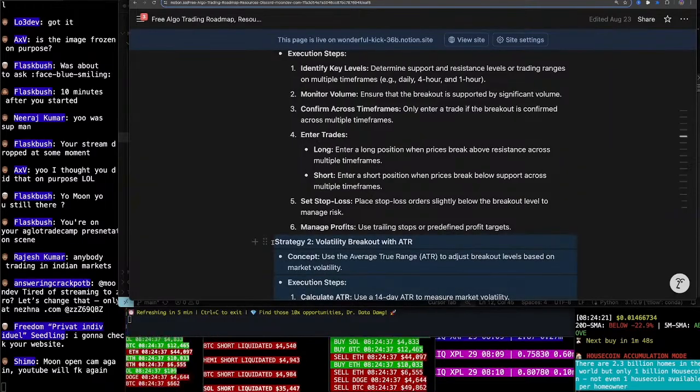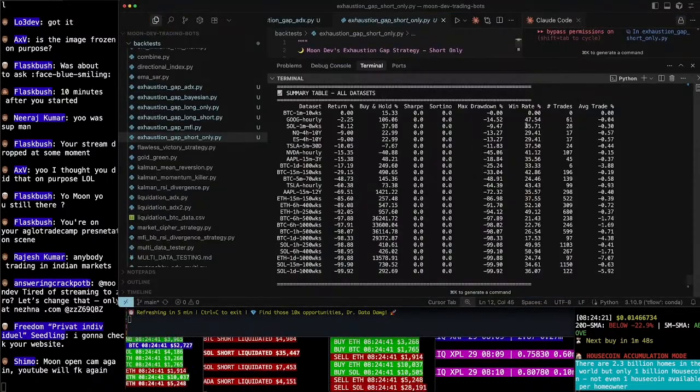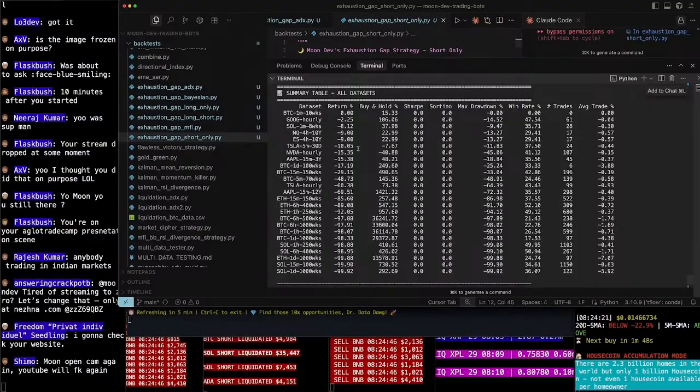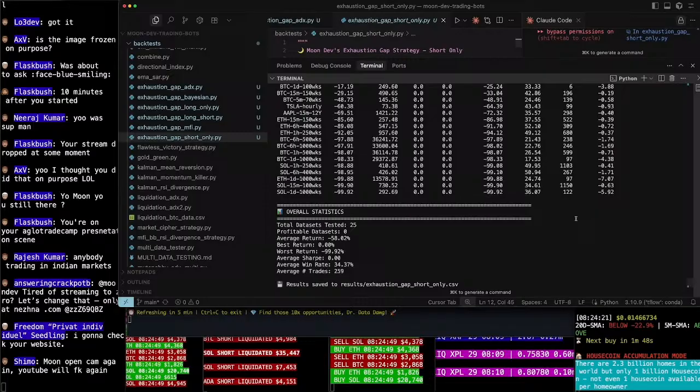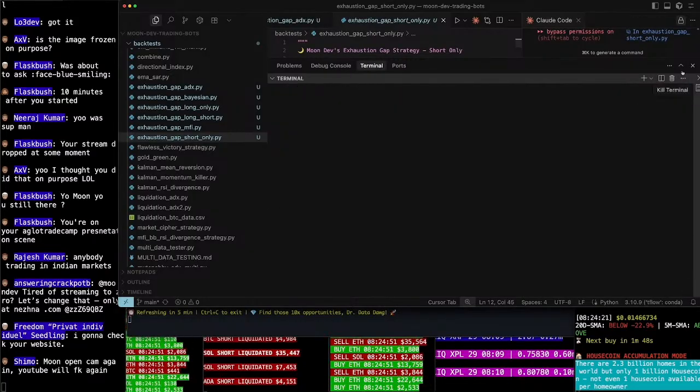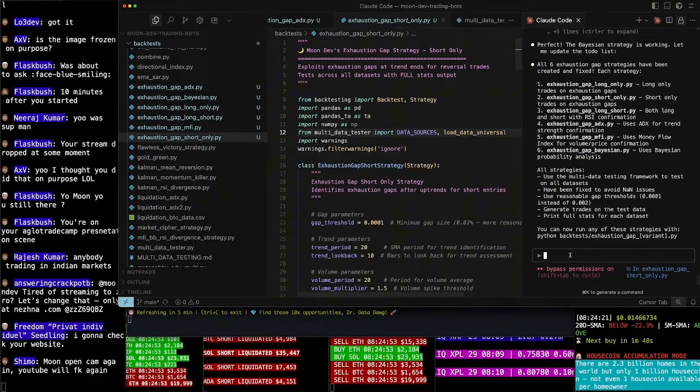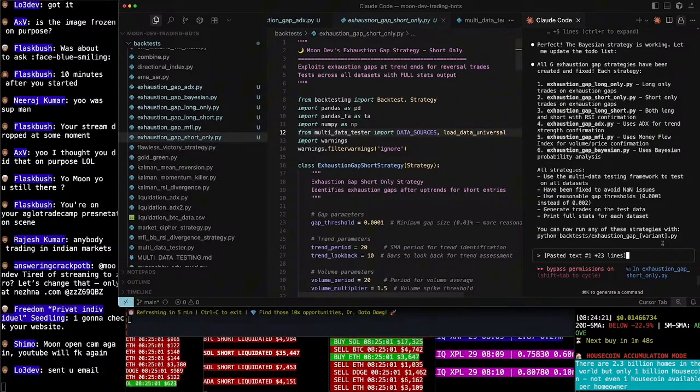So I have this sub agent that will help me out with this, which is super sick. You can see the sub agent will go ahead and run it on like 25, 28 different data sources here, and I think it's super sick. So let's go ahead and say the same thing here. Here are two new strategies. I want you to use that subagent and the multi-data tester in order to create these two strategies.